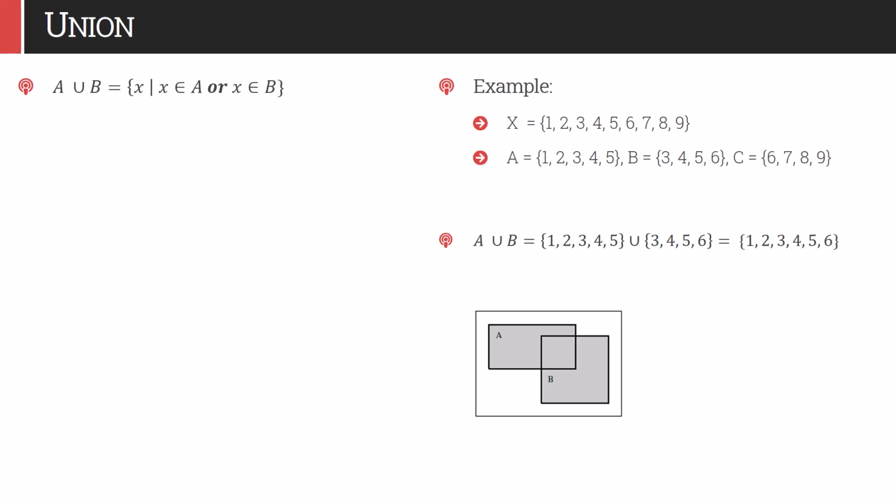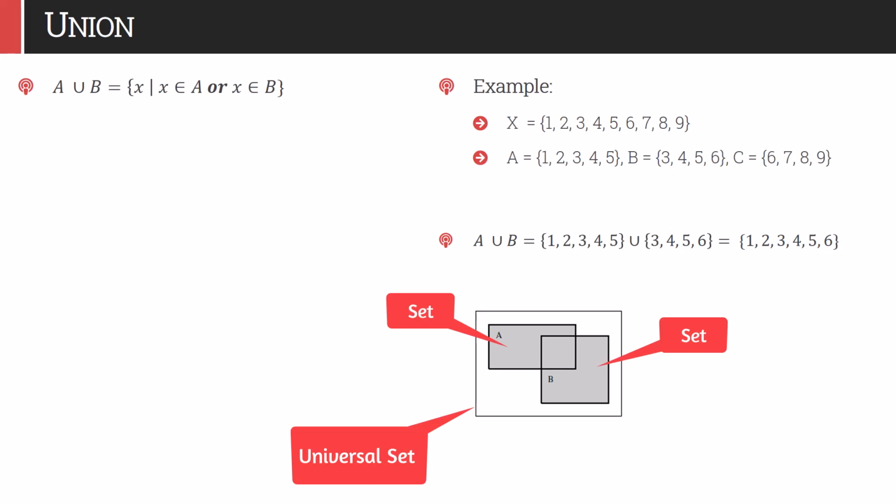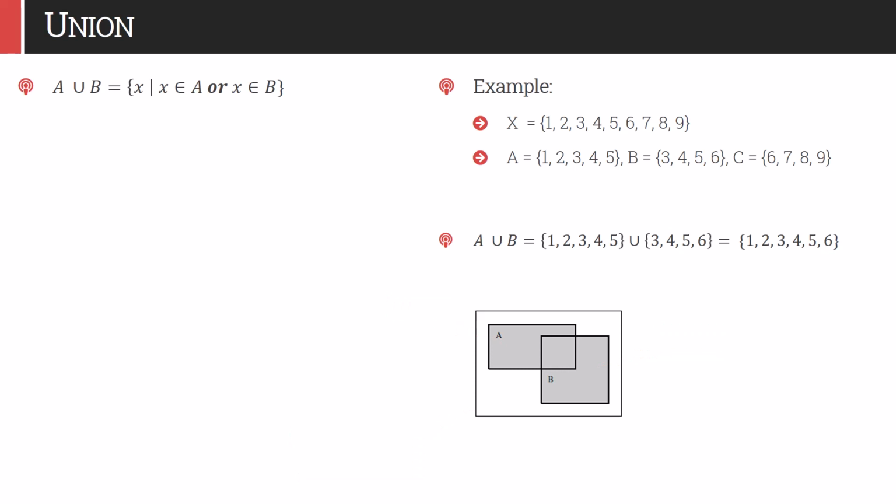And the Venn diagram for this is shown here. The outermost rectangle represents the universe of discourse, that is capital X, and both the gray regions indicate the output. So inner rectangles are sets, the outer rectangle is the universal set, and the gray region indicates the output of the operation. A union B contains all the elements from A and B, so the entire region is shaded.